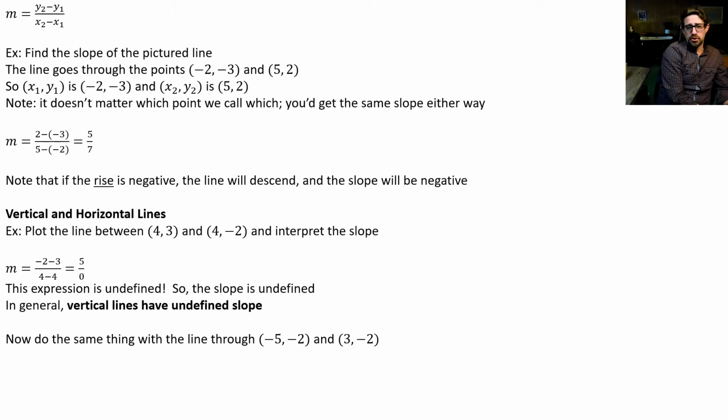Okay, now just do the same move, but with a line through the points -5, -2, and 3, -2. So picture them before you graph them, they're going to be lined up. So the y coordinate is the same, right? So they're going to lay on a horizontal line.